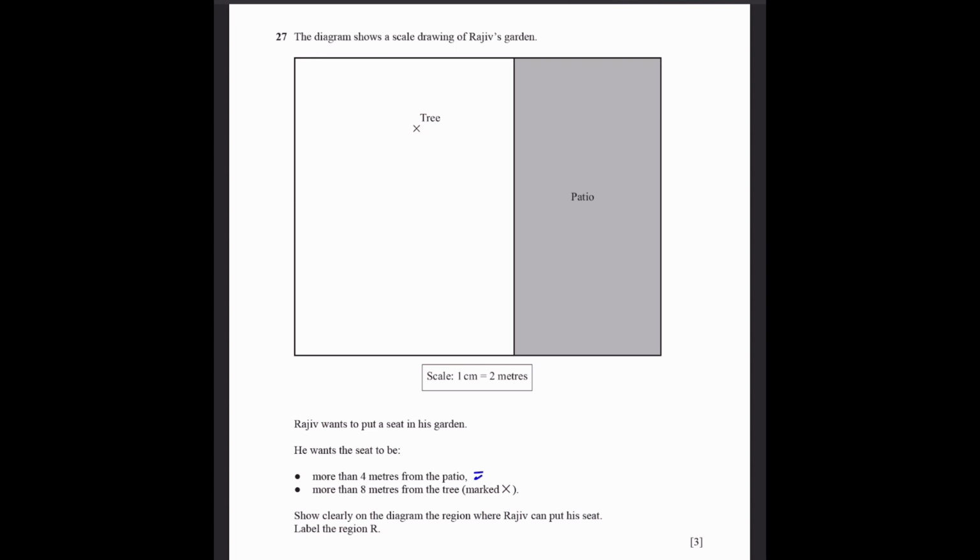So first, we'll convert the meters to centimeters using the scale. 4 meters equal to 4 by 2, which is 2 centimeters. 8 meters equal to 8 by 2, which is 4 centimeters. Now, we need to make sure that it's not inside any of these regions, because it should be more than 4 meters from the patio and more than 8 meters from the tree.